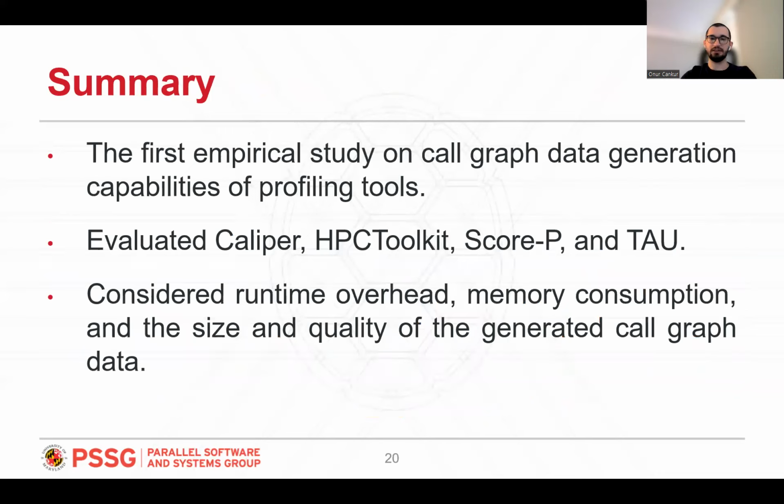So as a summary, this is the first empirical study on call graph data generation capabilities of profiling tools. This is a preliminary study to compare profiling tools. And we evaluated Caliper, HPC Toolkit, Scorpio, and Tau, and we considered their runtime overhead, memory consumption, and the size and quality of the generated call graph data.